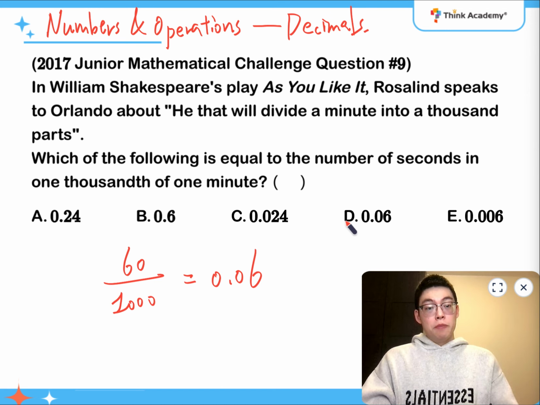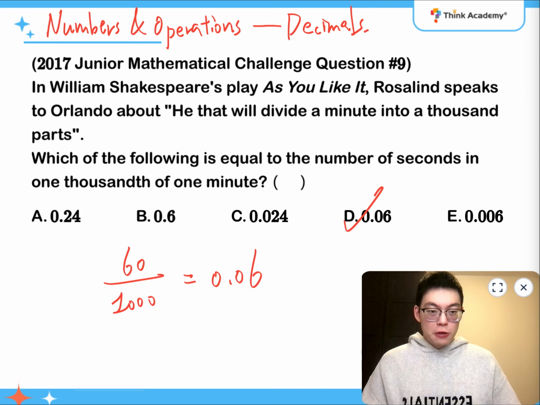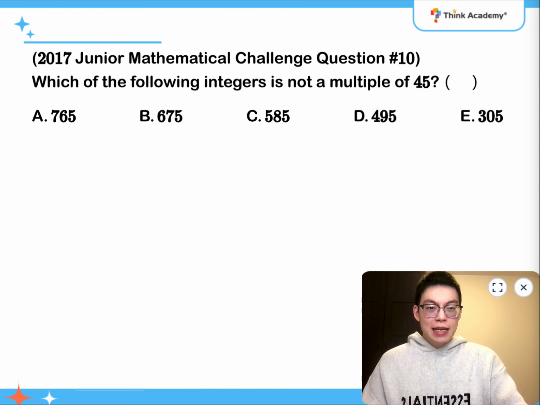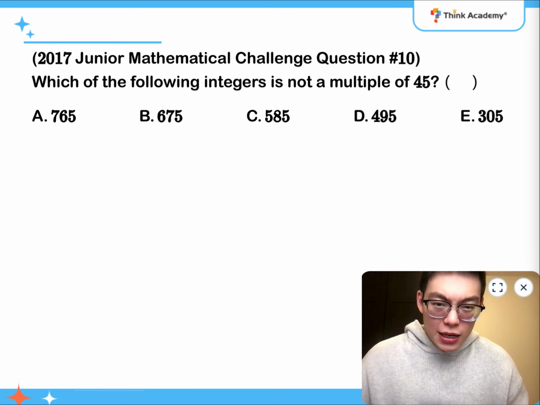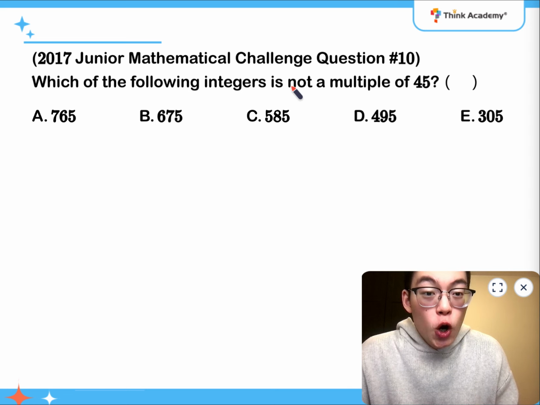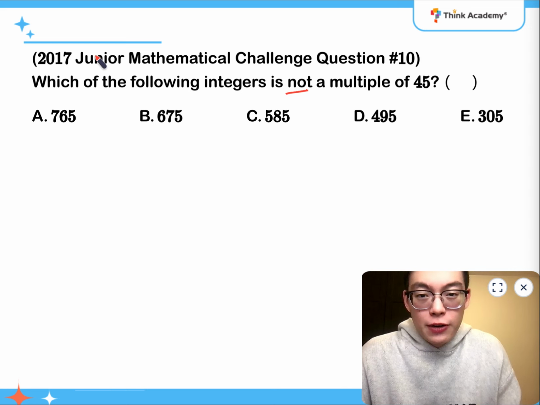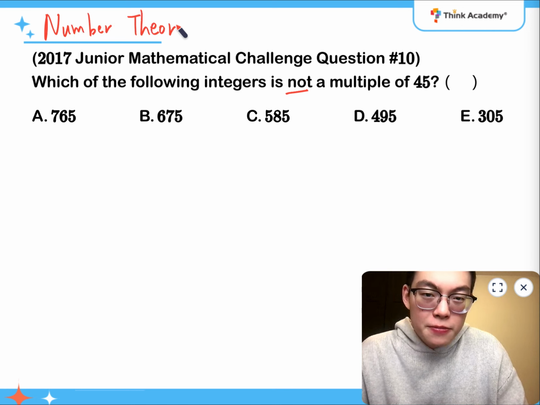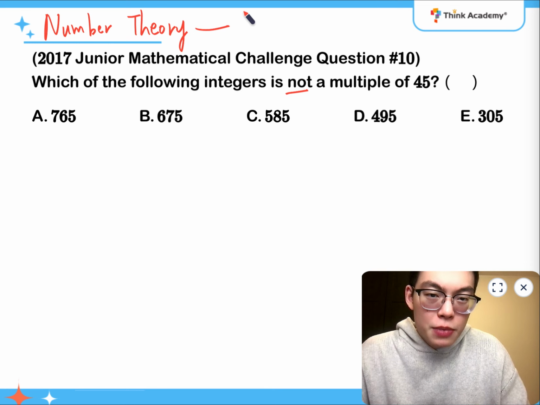And the answer is going to be D. Well, there's not much to explain with this one. Yeah, just like that. And question number 10. So we are just trying to see which of these integers is not a multiple of 45. So for these kinds of questions, of course, it belongs to the number theory. And that is going to be about divisibility, right?